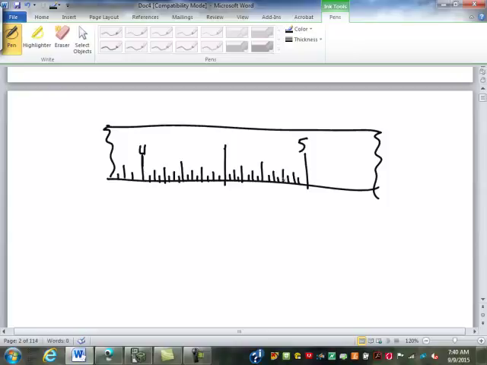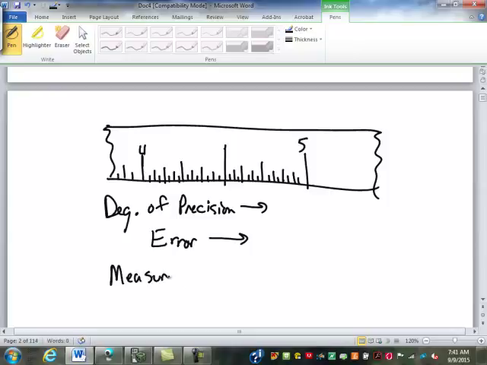So for this measuring device, I want you to determine the degree of precision, that built-in measurement error, and if something measures 4 3/4 inches, find the range of measurement.